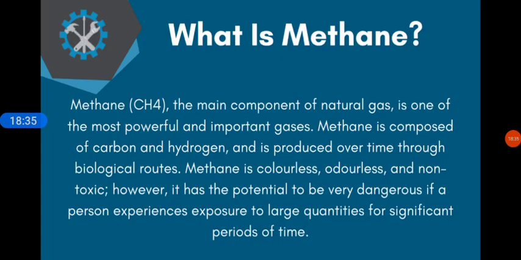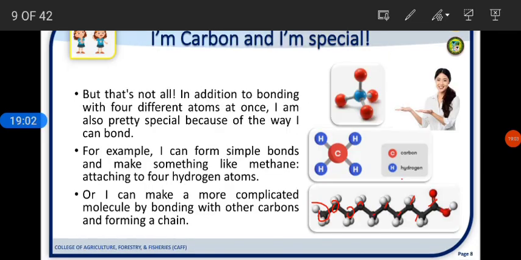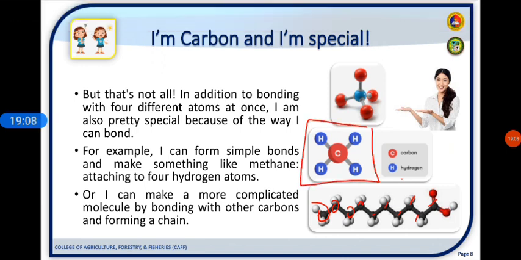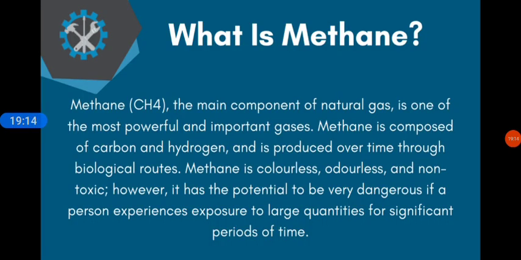What is methane? Methane is the main component of natural gas. That is why we mentioned earlier that hydrocarbons are flammable, especially methane, because it is a natural gas and one of the most powerful and important gases. Methane is composed of carbon and hydrogen, as you have seen earlier. It is composed of one carbon atom and 4 atoms of hydrogen, thus giving the chemical formula CH4.